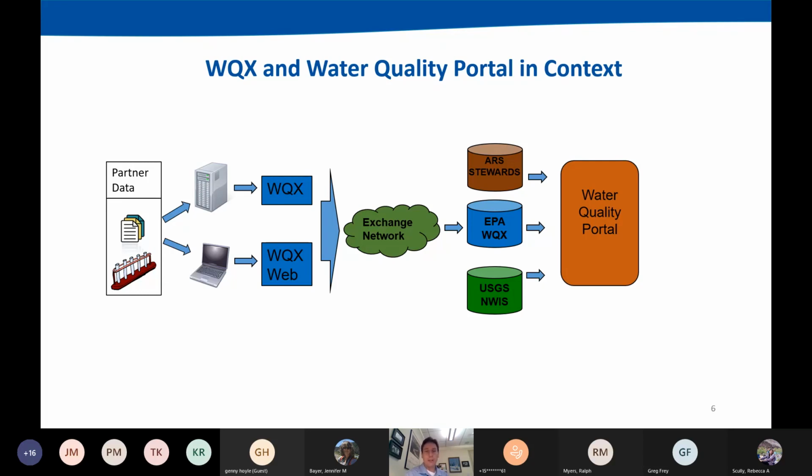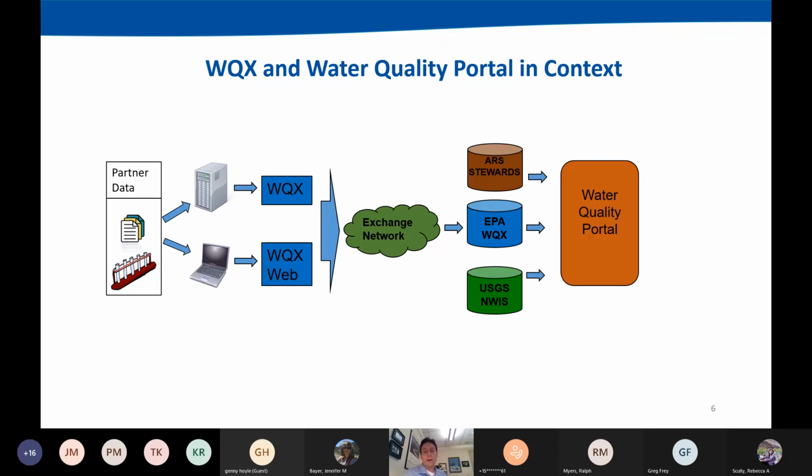Once you've taught WQX how to do that, you can essentially take that Excel spreadsheet, upload it into WQX Web, and then WQX Web will do all the heavy lifting of doing all the translations and the conversions and creating the submission file for you, and send that through the Exchange network through the same methods as WQX generally, and into the WQX system.